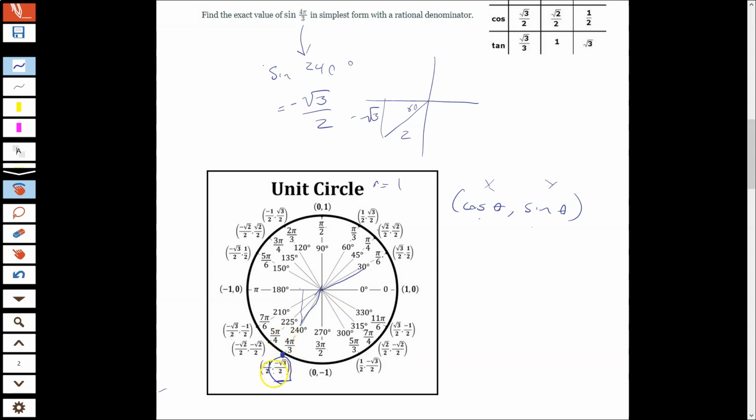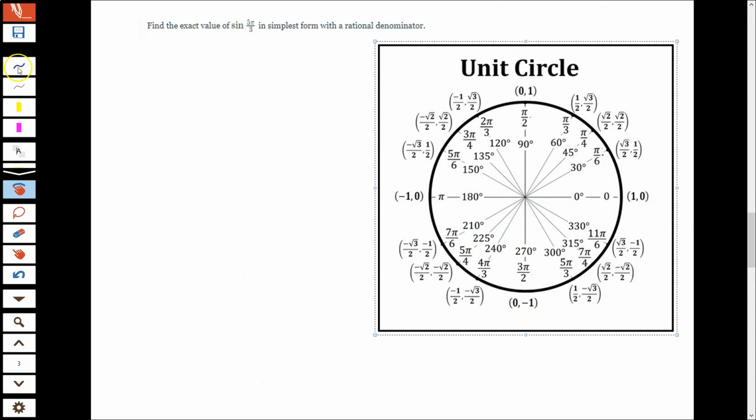Okay? So I can use that to look up the solution to this problem without having to think about converting it and all of that. So that's what I want you to use for this lesson. We'll look at a couple more examples. So here we have sine of 5 pi over 3.